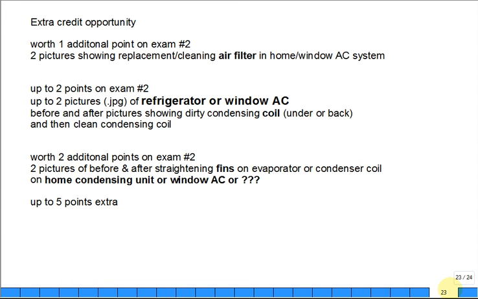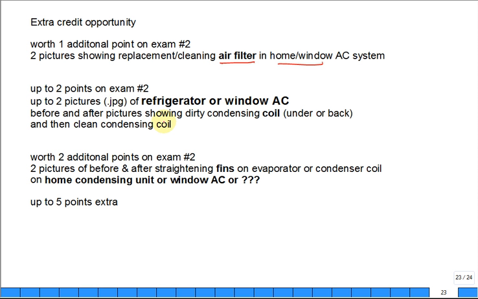Almost done. Here's your extra credit opportunity. You might want to be thinking about this. I want you to get some practical experience. Go and replace the air filter in your home or window air conditioning system. Take some pictures so you can prove it to me that you did it. 1 point.